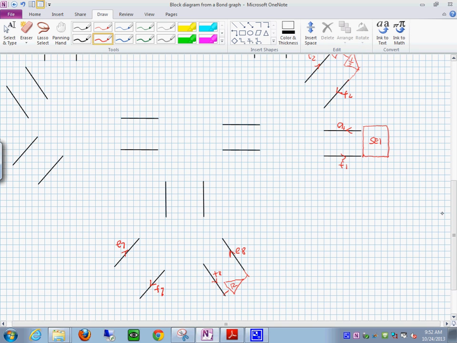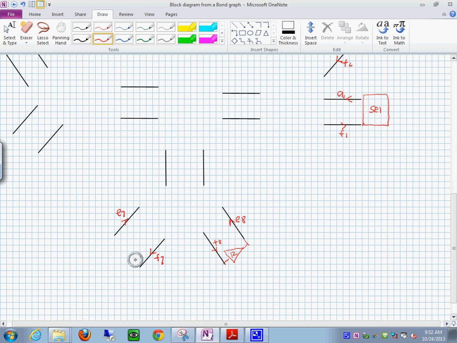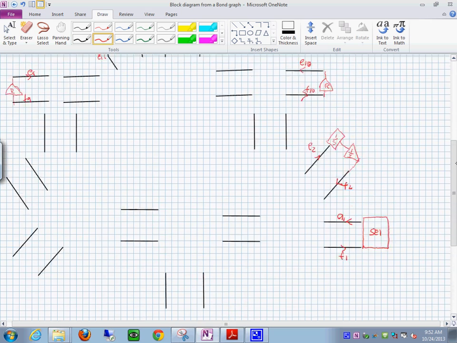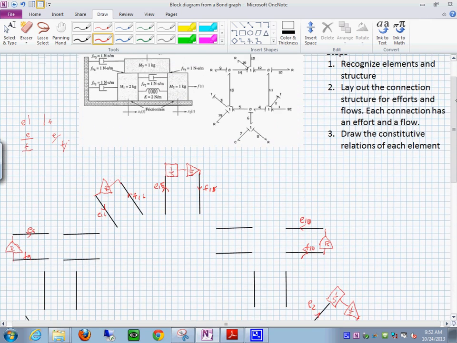And then if we go for the C element in here, this one right here, 7, you see that the effort is the output. So in here you have E sub 7 like that, and you have F sub 7 like this. And so what is it that you have? F7 comes in and gets integrated once, that's 1 over s, and then gets multiplied by 1 over C7, and then out comes E7.